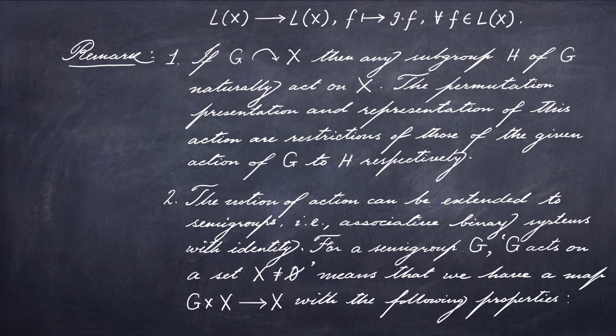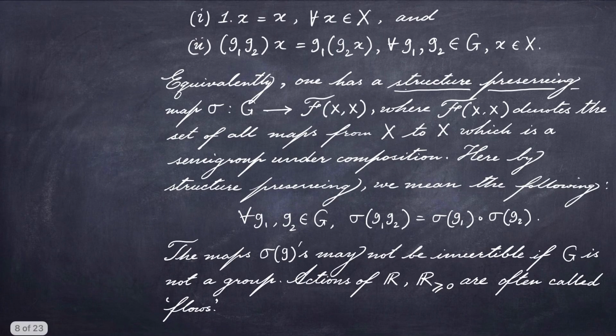That is some map from G cross X to X with these two properties. Or equivalently, we have a homomorphism. Well, here it's not technically correct to say homomorphism, rather we should say a structure preserving map from G to F(X), the collection of all functions from X to X, which is easily seen to form a semigroup with respect to composition. So this is a semigroup, this is a semigroup. The map insists that it preserves the structure. That is, sigma of g1 g2 is the composition of sigma g1 and sigma g2.